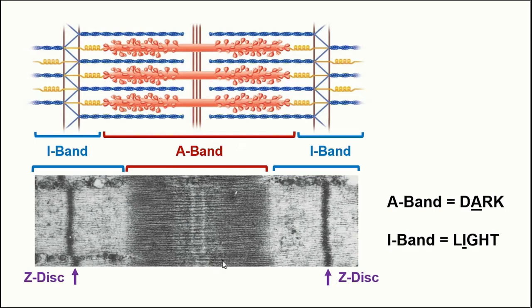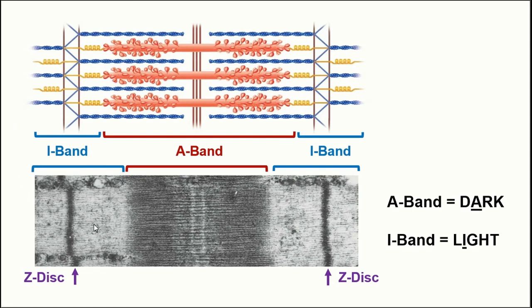So this dark band that you see in the middle of the sarcomere is called the A band, and I always think it's the dark band since dark has an A in it. So this is the dark band within the sarcomere. The reason that it's dark is because in the center of the sarcomere is where we have overlap of the thick filaments with the thin filaments. And because there's a lot of material packed in there, this looks very dense and very dark in the center of the sarcomere.